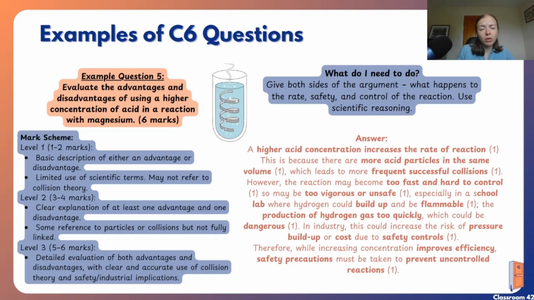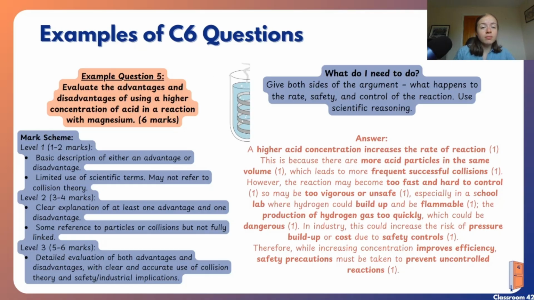So this is an example of a 6-mark answer. Let's give this a read through and understand how all of it is relevant. A higher concentration increases the rate of reaction, and this is because there are more acid particles in the same volume, which leads to more frequent successful collisions. So that's explaining collision theory.